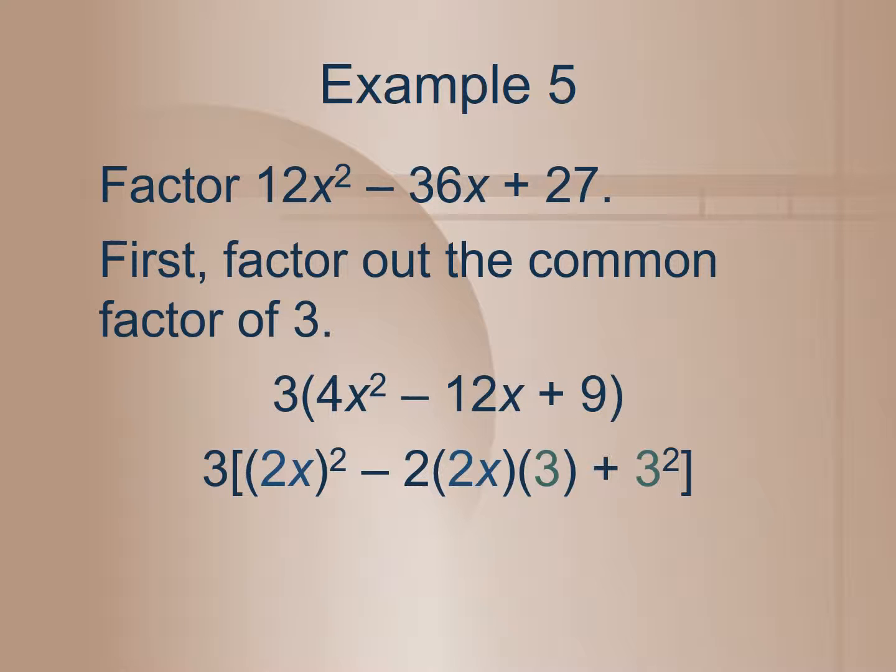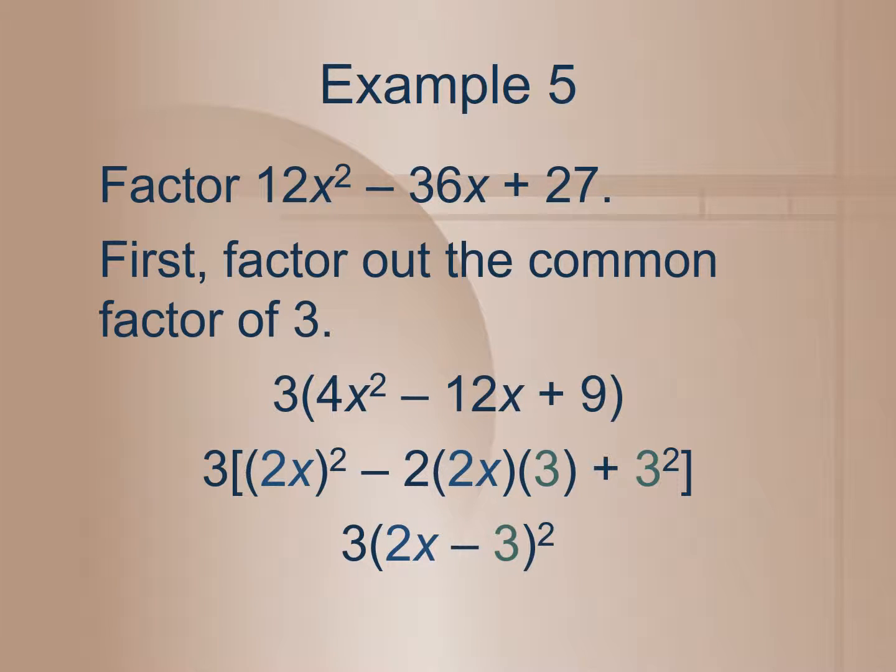So 2 times the square root of the first term, so that's 2x, times the square root of the last term, so that's 3. Is that equal to negative 12x? Well, 2 times 2x is 4x, times 3 is 12x. So yes, that works. That means that this is a special pattern. So now that I know that it's a special pattern and I see that it's a subtraction, I know it's going to be the square of a difference.